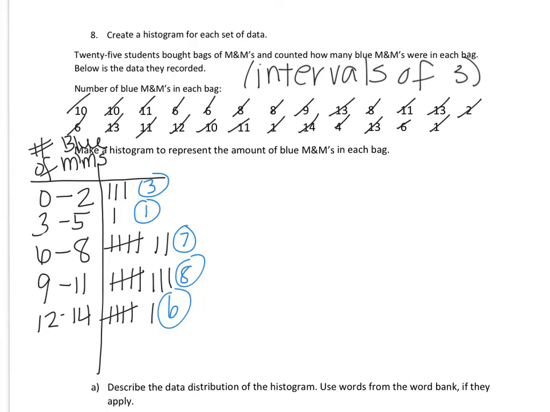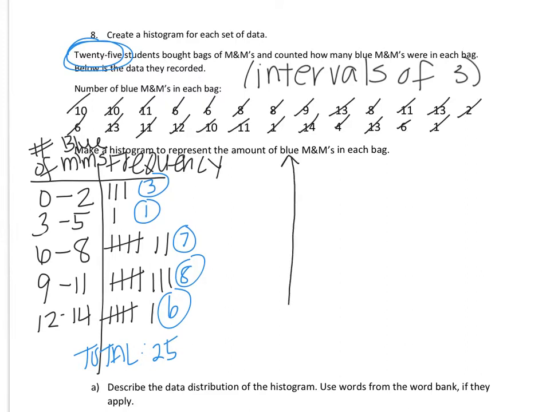And remember, it said there was 25 students, so there should be a total of 25. So if you add these, yep, this is a total of 25, so I know I didn't miss any. By the way, this is called the frequency up here. Okay, now that you have your frequency table, you make a histogram starting with an x and y axis that looks like this.